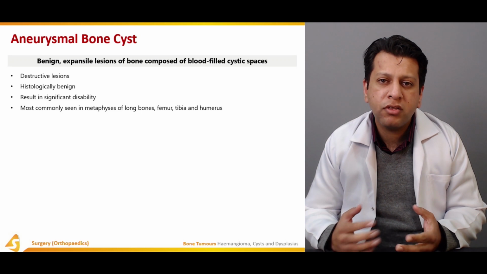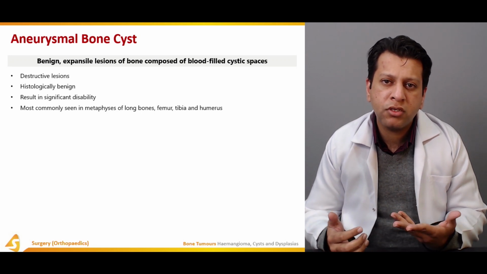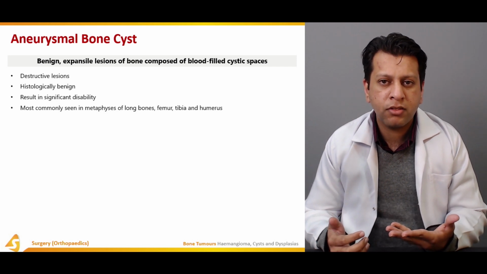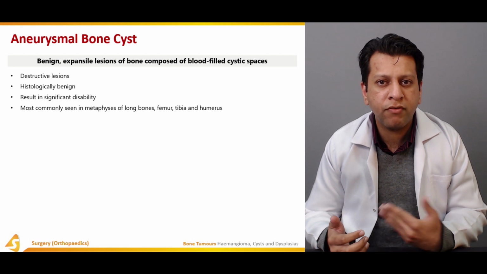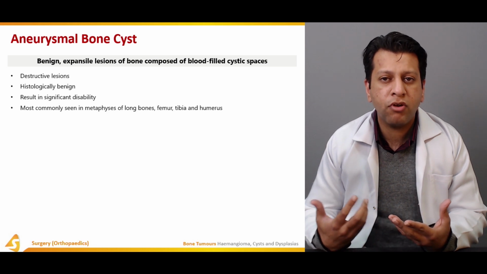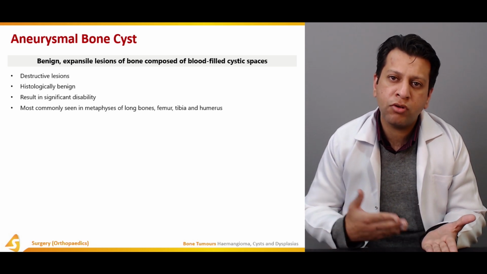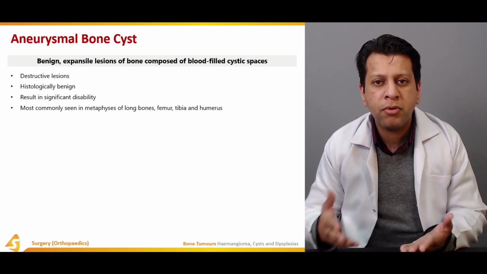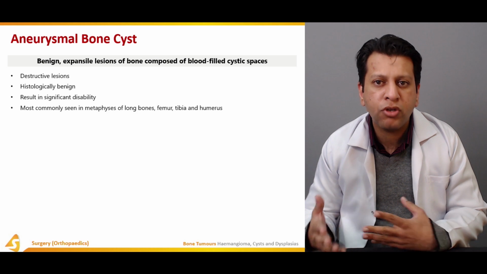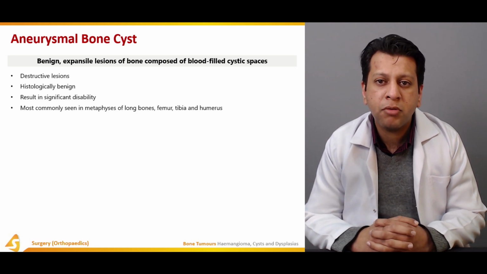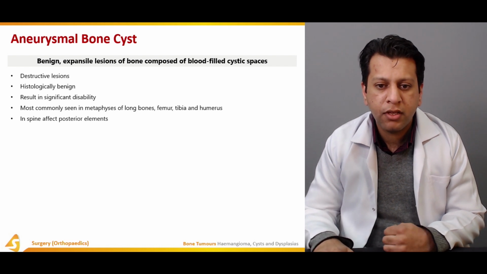Now the difference between UBC and ABC is really that both are seen in the metaphysis. Usually they are expansile lytic lesions, but ABC is going away from the physis and UBC is going towards the physis. Then there is a fallen leaf sign, which is most commonly seen in unicameral bone cyst or simple bone cyst, while usually there are multiple septi which can be seen in case of aneurysmal bone cyst.